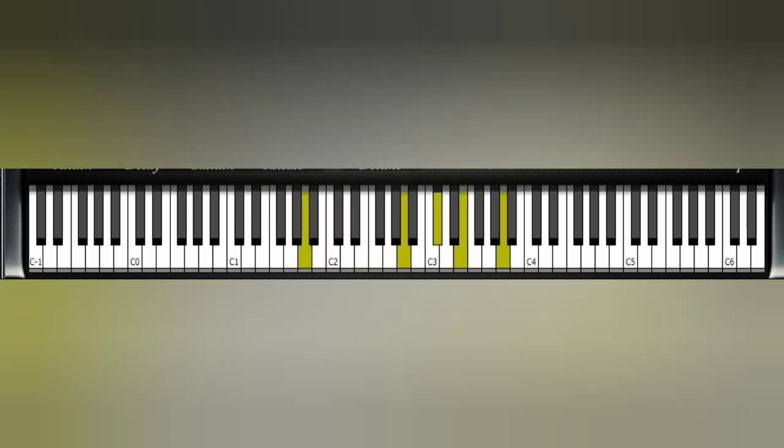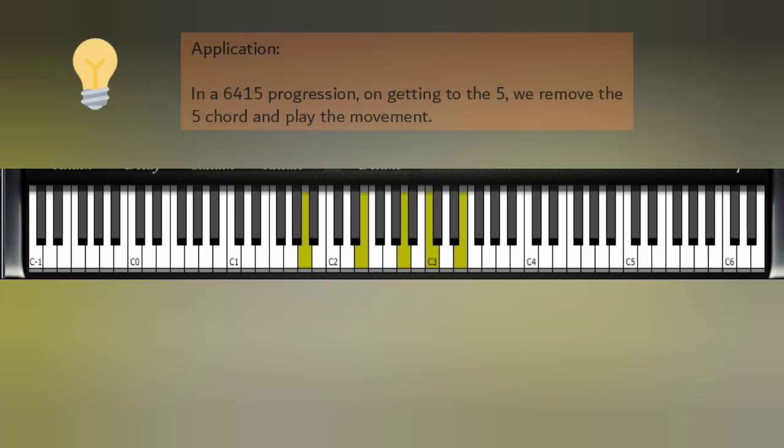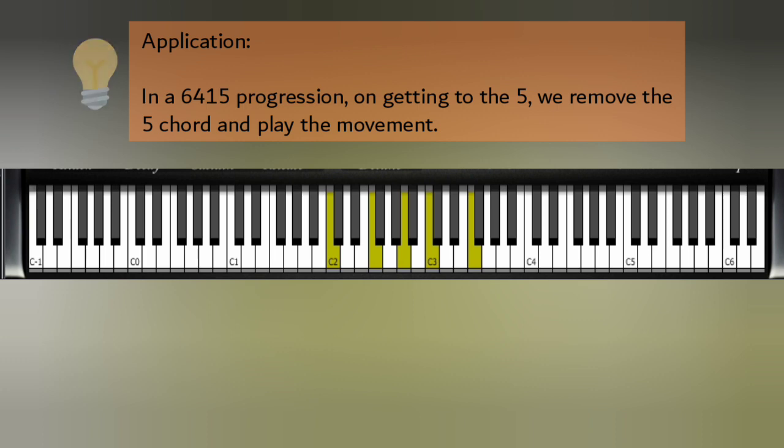So how do we apply this chord progression? Suppose we have the 6-4-1-5 chord progression: the 6, which is the A minor, to the 4, which is the F major, to the 1, which is the C major, to the 5, which is the G major, okay? So assume that's a chord progression.